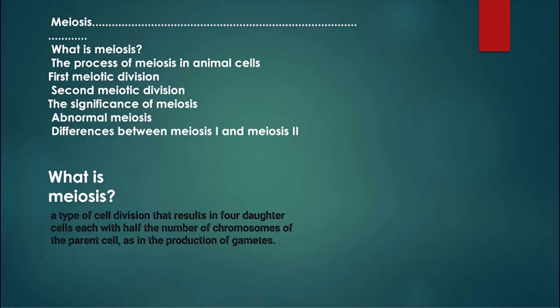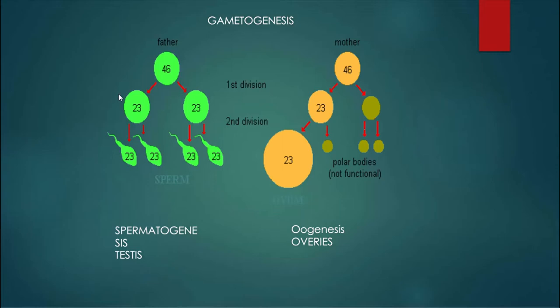So, first thing, what is meiosis? Meiosis is a cell division of a diploid cell into 4 haploid cells, which develop to produce gametes. A diploid cell has two sets of chromosomes. A haploid cell contains a single set of chromosomes. In humans, gametes, which are haploid cells, contain 23 chromosomes, and a diploid cell contains 46 chromosomes. A gamete is an egg cell in females, and it's a sperm in males.